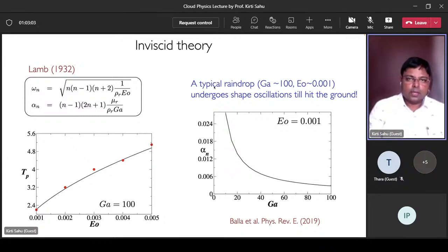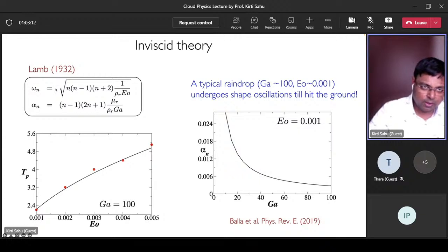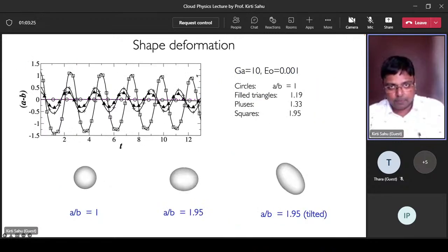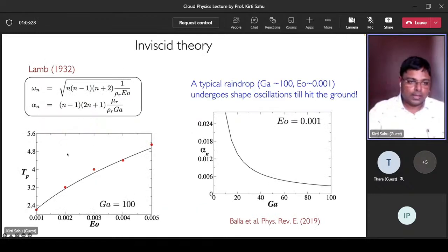In order to understand this, in inviscid theory we have conducted the analysis following Lamb's formulation, and this is essentially the frequency of these oscillations. For the fundamental mode, n can be substituted with 2, and alpha n represents the decay rate. As I told you in the previous slide, there is a decay in those oscillations. Here we have plotted the time period, which is 2 pi by omega n, versus Ohnesorge number for a typical droplet parameter, Galilei number 100. You can see the dots are from the numerical simulation, and this line represents the theory, and they are matching very well.